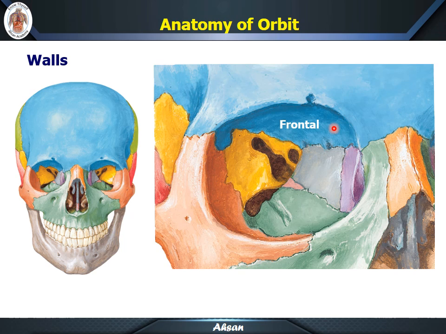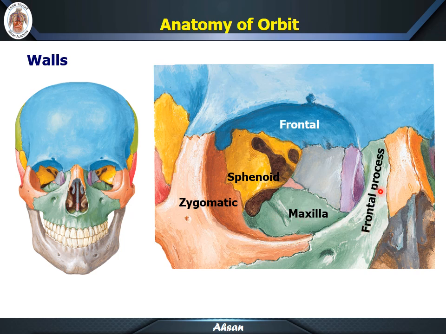The roof is formed by the frontal bone. This is the orbital plate of the frontal bone, and this roof extends into the medial wall as well as into the lateral wall. The posterior part is formed by the sphenoid, and the sphenoid extends into the lateral wall, into the floor and into the medial wall. The lateral wall is mostly formed by the zygomatic bone with a contribution from the sphenoid. The floor is mostly formed by the maxilla with a small contribution from the sphenoid bone.